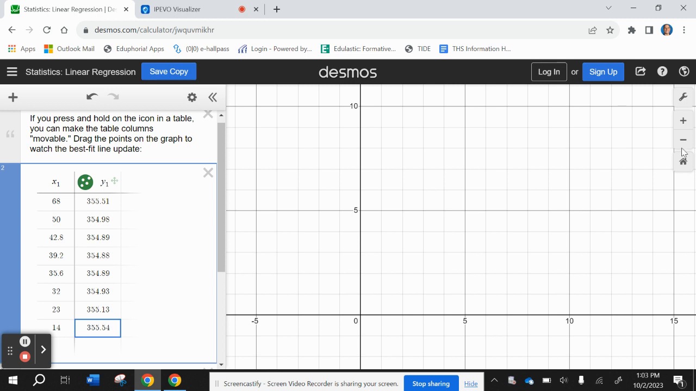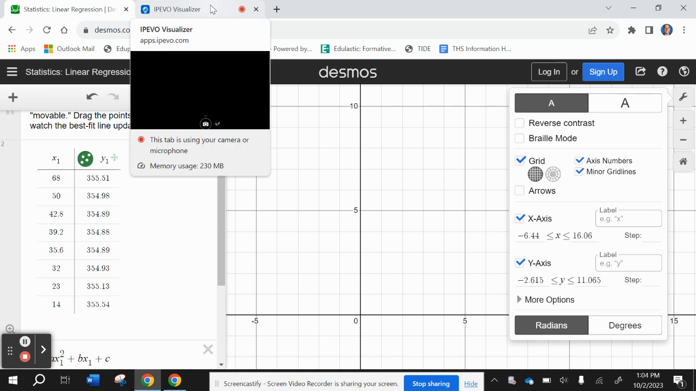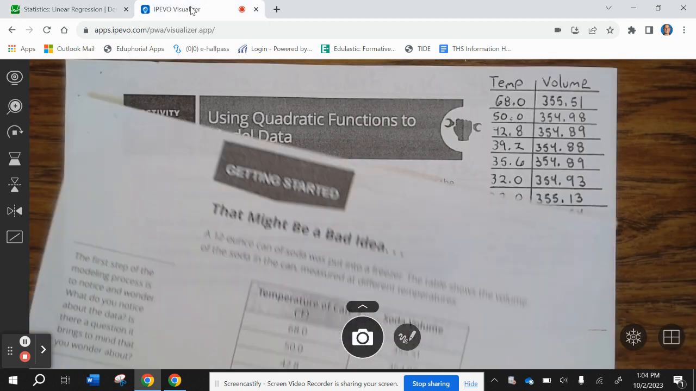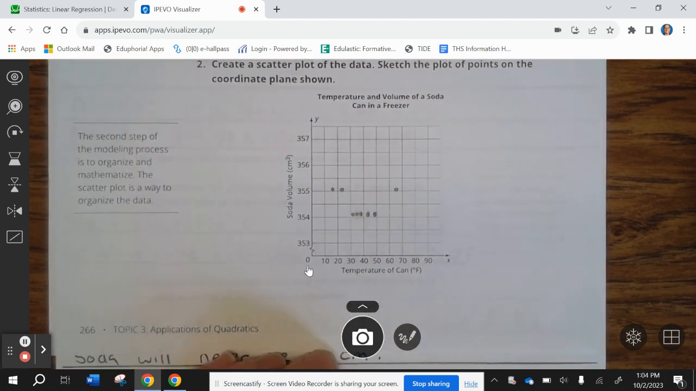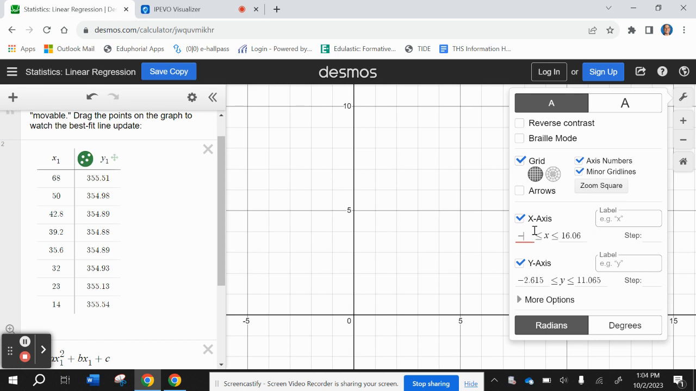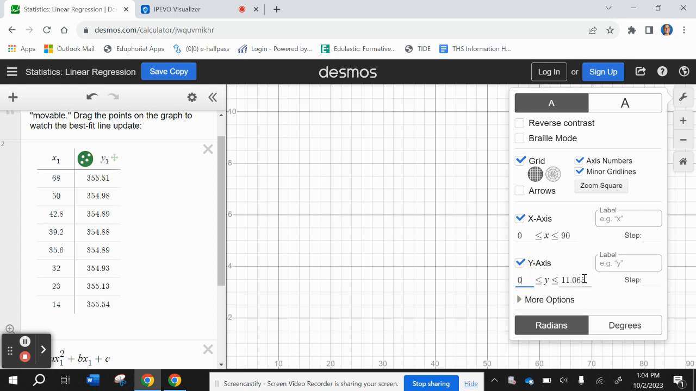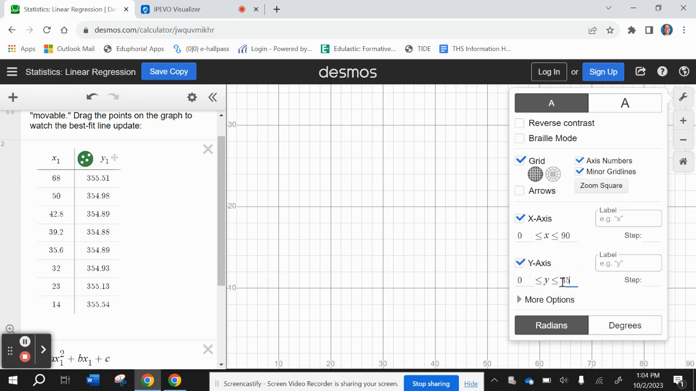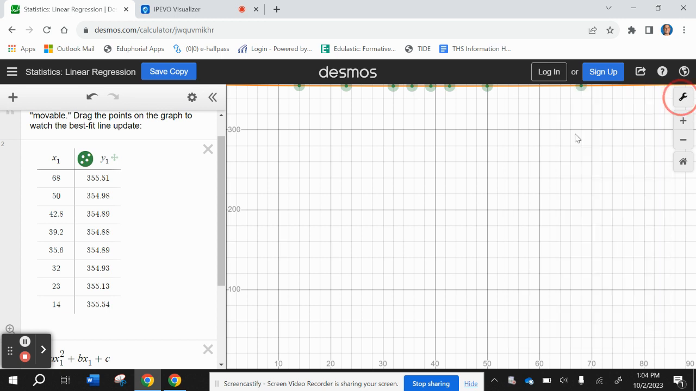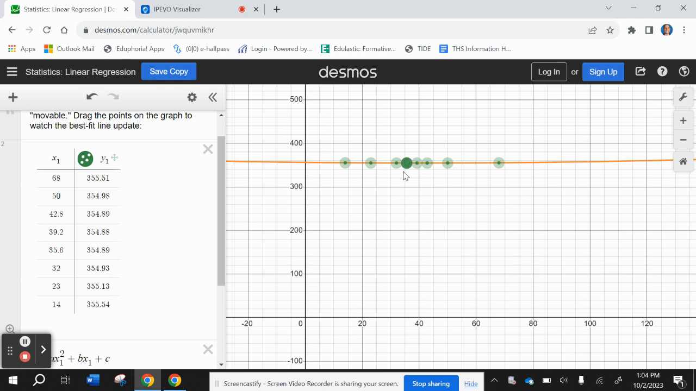All right, now we don't see the graph, so I need to go to the tool key and adjust the window. And we need to use this. So we know it's going from 0 to 90, 0 to 357, okay? So let's go and adjust the window. So 0 to 90, 0 to 357. All right. Need to zoom out just a hair.